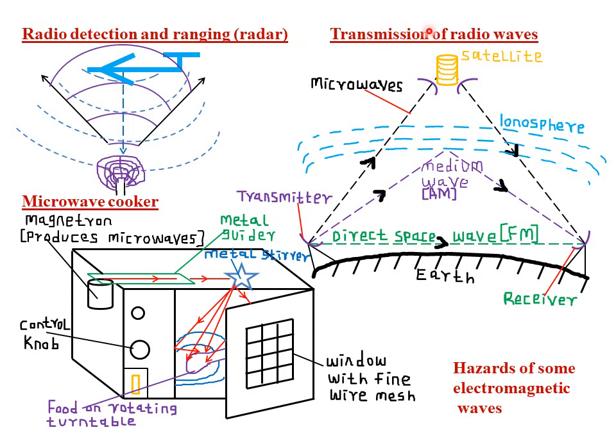Then of course we have the transmission of radio waves, whereby we are saying that medium and short wavelength radio waves are used in radio transmission signals. So we have the amplitude modulation, what is called AM radio transmission. They have longer range because of the reflection by the ionosphere.